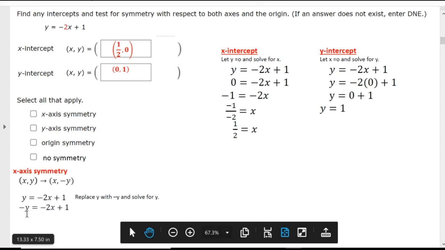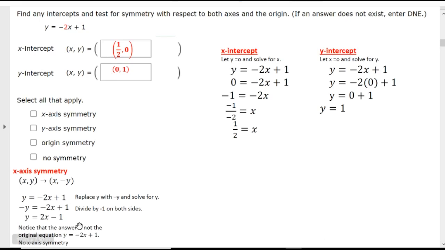So here I have replaced my y with negative y. In order to solve for y, I just divide by negative 1 on both sides. And so I get y is equal to positive 2x minus 1. If we compare our final answer, y equals 2x minus 1, with our original equation, we can see that they're not the same. So we say that we have no x-axis symmetry.